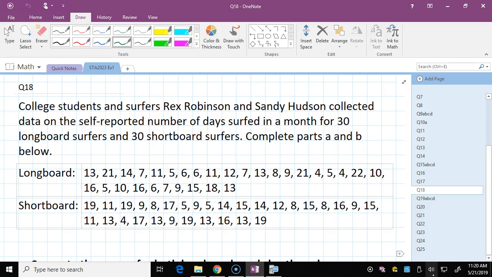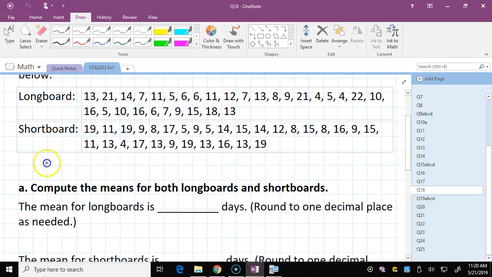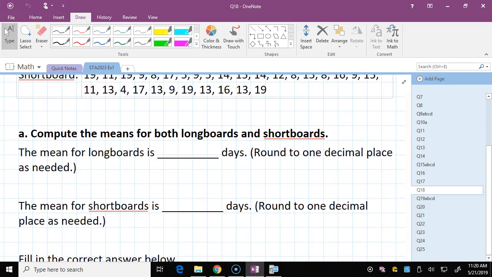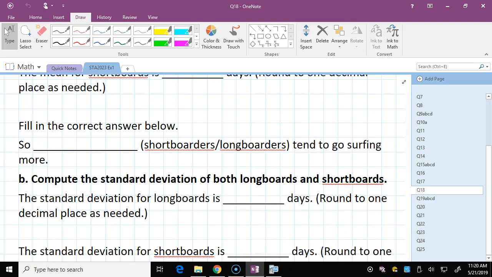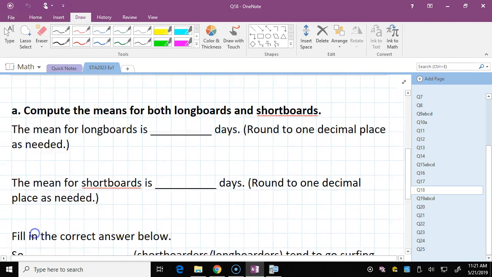So just so you know, we're talking about college students and surfers. Rex Robinson and Sandy Hudson collected data on the self-reported number of days surfed in a month for 30 longboard surfers and 30 shortboard surfers. So complete parts A and B. Like I said, in part A, it's looking for the means. And in part B, we're looking for those standard deviations, and we're going to compare them.